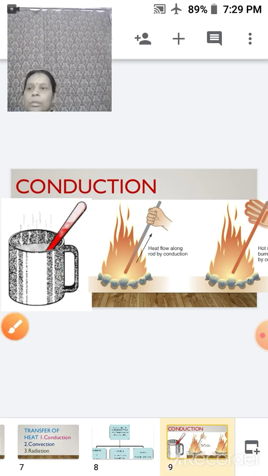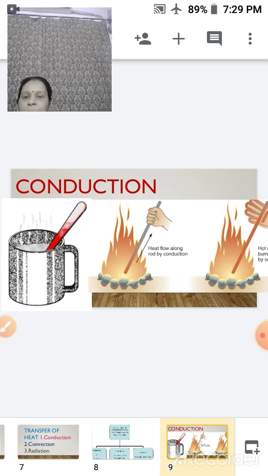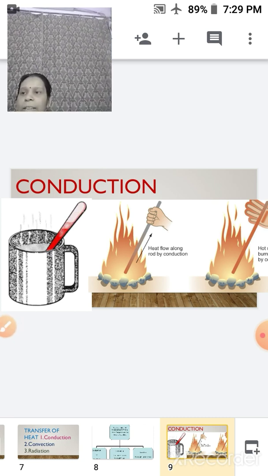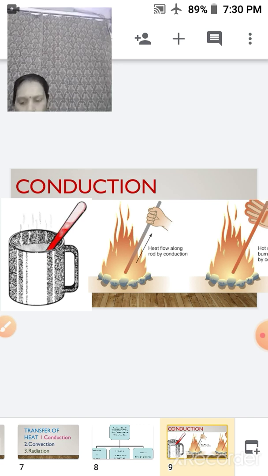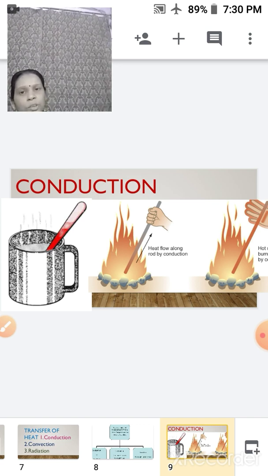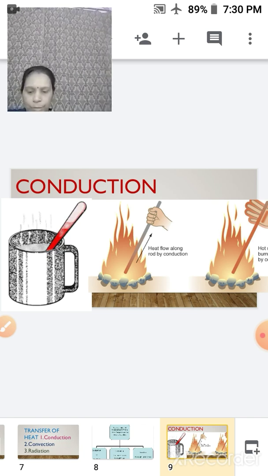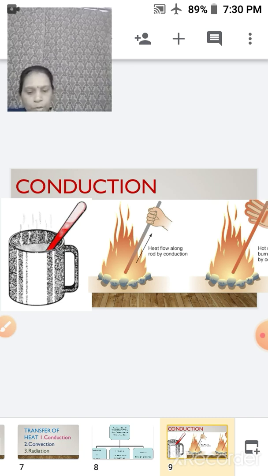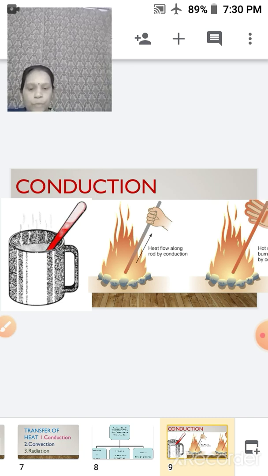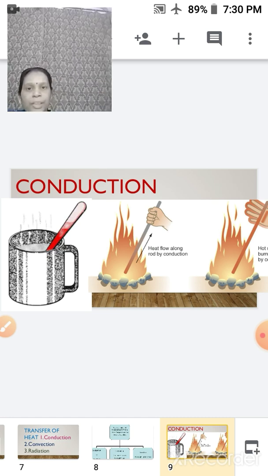Now when we talk of transfer of heat, as I said, this conduction process takes place only in solids. In solids the molecules are very closely packed. They are very tightly packed, so they cannot move from their place. They just vibrate in their own fixed position.